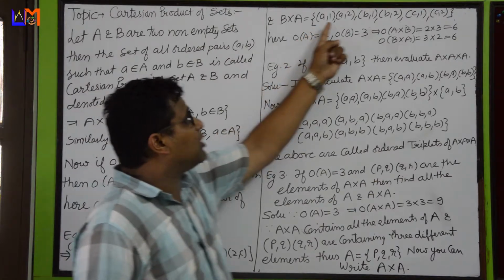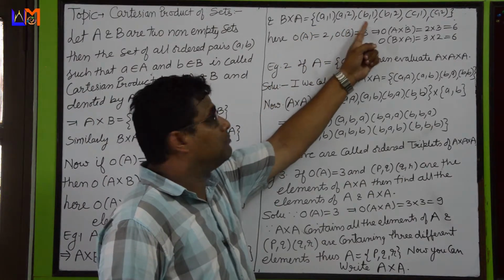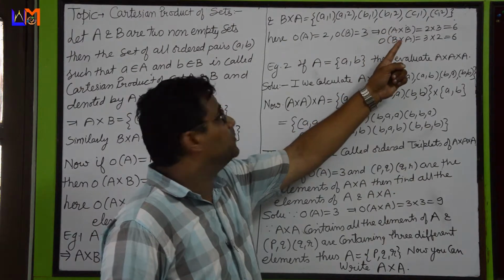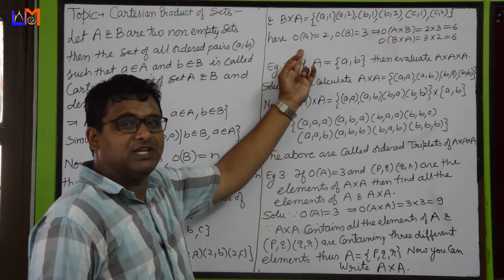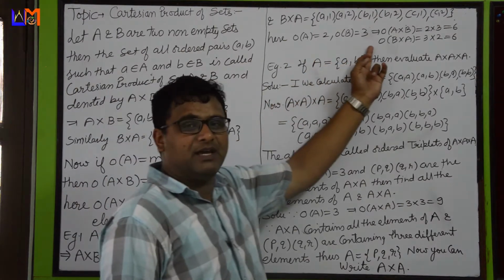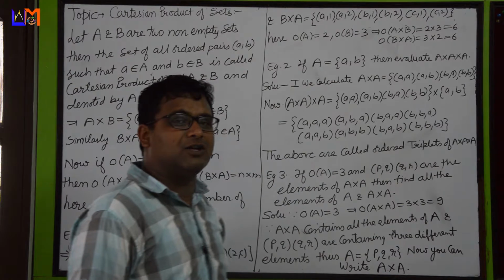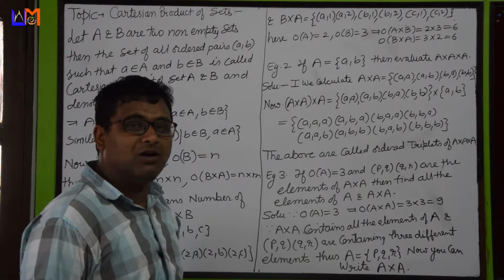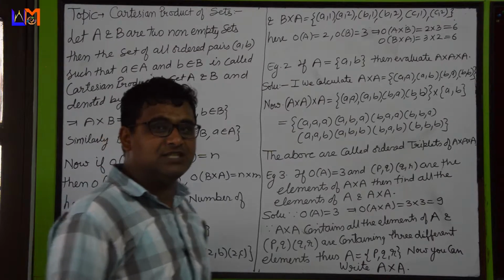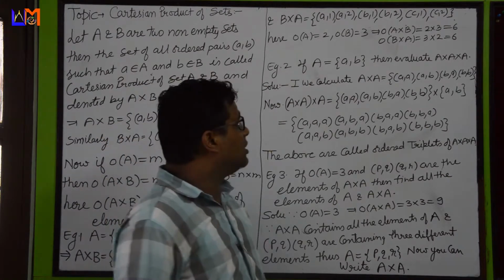That is (A,1), (A,2), (B,1), (B,2), (C,1), (C,2). Here you can see that order of A is 2 and order of B is 3. So order of A cross B is 2 into 3, 6, or order of B cross A is 3 into 2, 6. So this is what A cross B and B cross A.